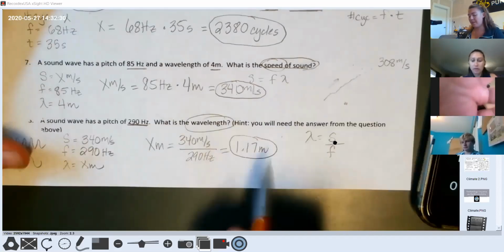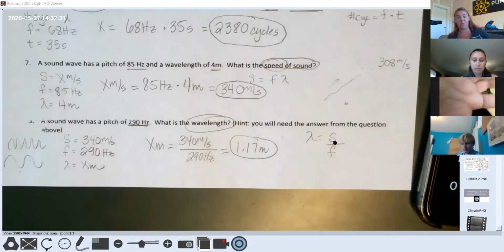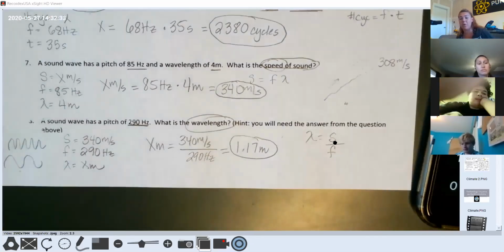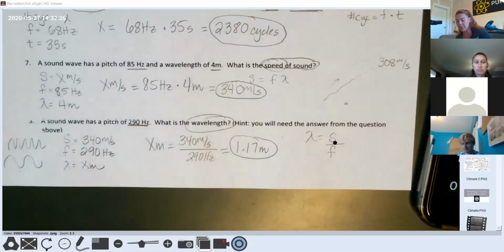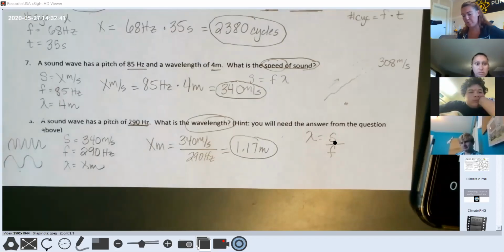So the length of that wavelength for the speed of sound is actually kind of long if you really think about it. 1.17 meters. That's just 17 centimeters over the size of one of those meter sticks we have in class. So pretty long wavelengths when we're talking sound.